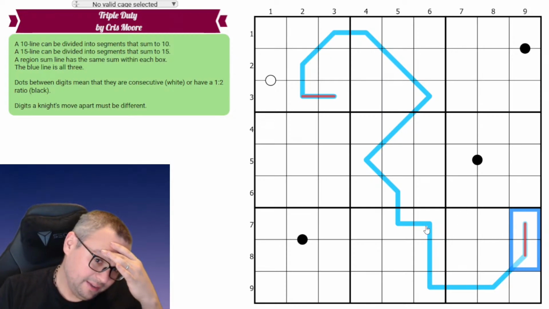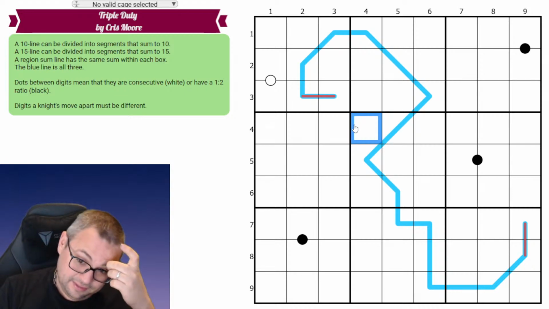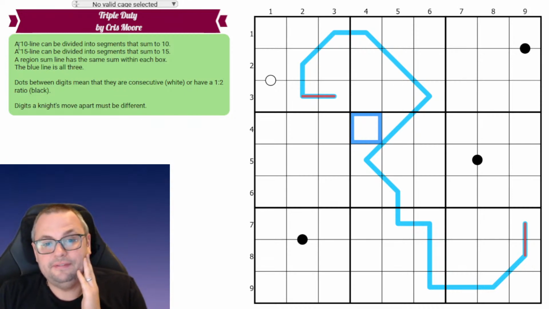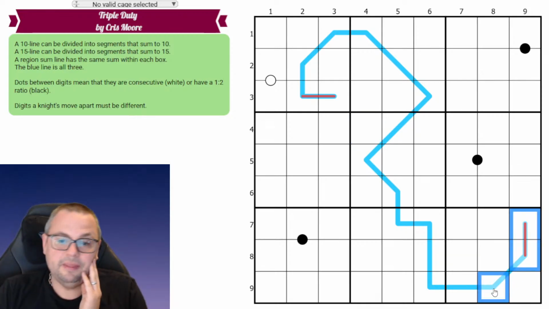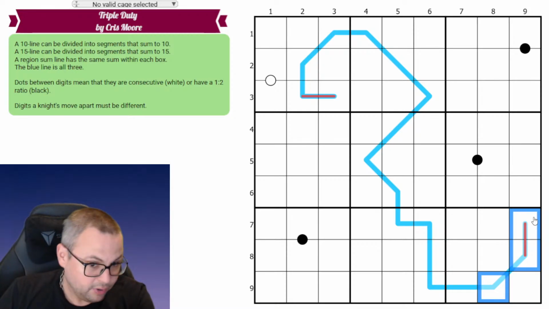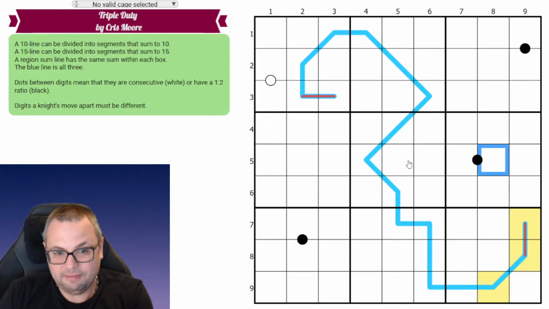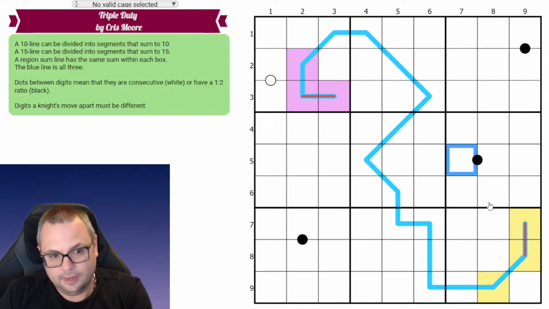Now, if it extends one further, I might have to pull out my other pen for that. I guess if I think about the 15 sums, maybe I'll use colors for 15 sums. The 15 sums have to be at least 3 long, because although you can make a sum of 15 in 2, you have the problem that then you can't also make a sum of 10 in 2. So I have a 15 sum coming over here and a 15 sum coming over here, at least.